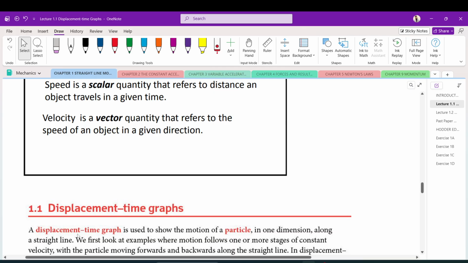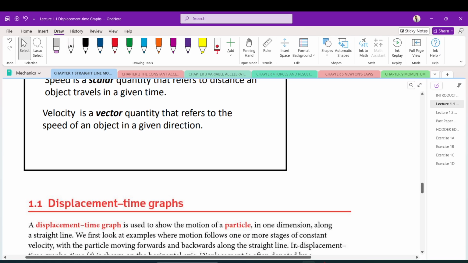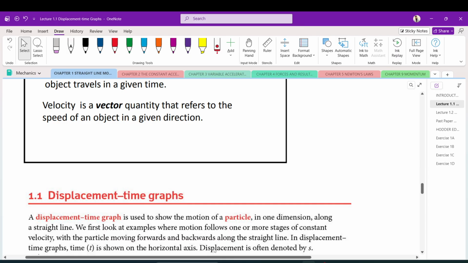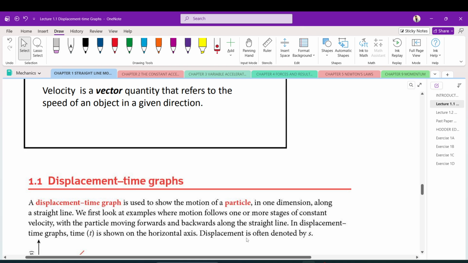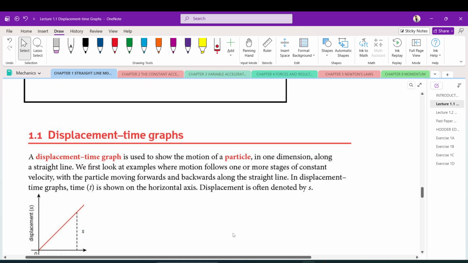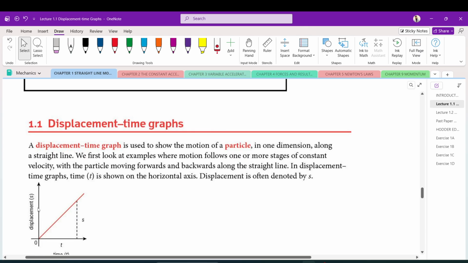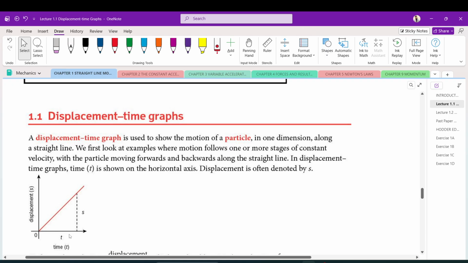A displacement time graph is used to show the motion of a particle in one dimension along a straight line. We first look at examples where motion follows one or more stages of constant velocity, with the particle moving forwards and backwards along the straight line. In displacement time graphs, time t is shown on the horizontal axis. Displacement is often denoted by s and it is shown on the vertical axis. So this is how a typical displacement time graph looks. The y-axis is displacement, the x-axis is time.